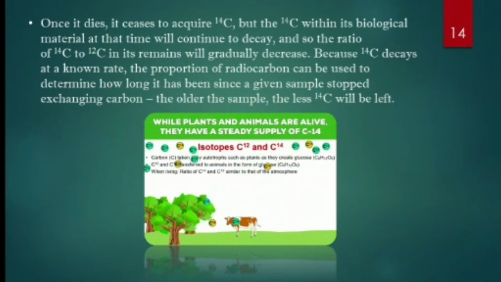Once a living organism dies, it stops acquiring carbon 14 from the atmosphere and the carbon 14 within its biological material starts to decay. And because of that, the ratio between carbon 14 and carbon 12 will decrease. Here, carbon 14 decays at a known rate and this helps us to determine its age accurately.